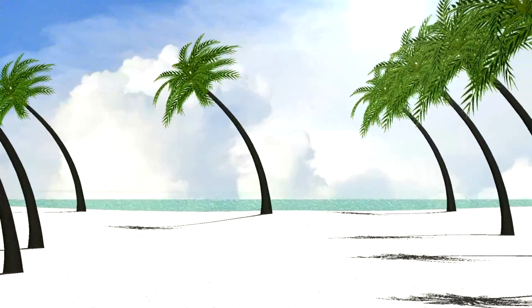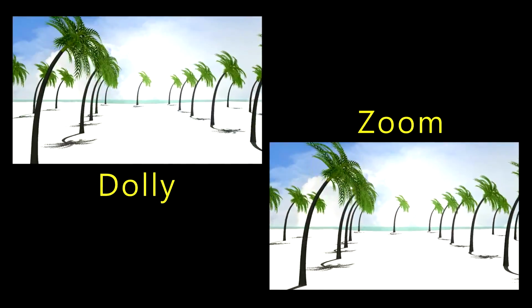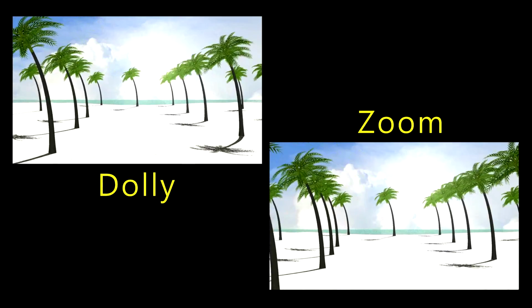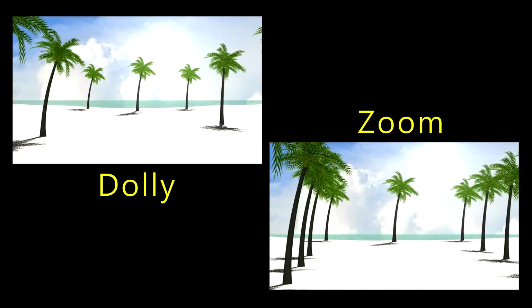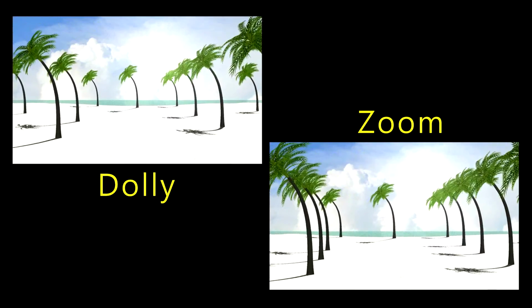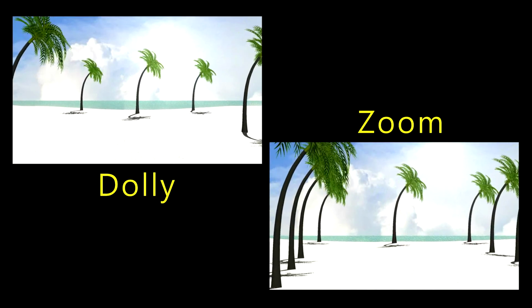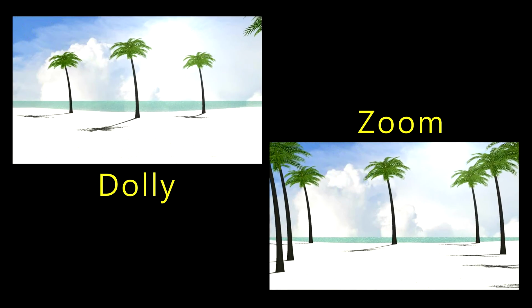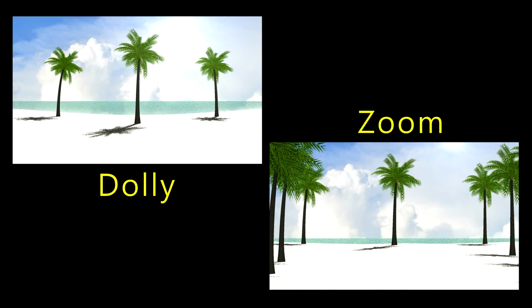Now, let's see it again with a simultaneous dolly in. They look different. The dolly truly shows perspective as we pass objects along the way. Differently, the zoom is basically just a narrowing or widening of the camera's field of view. We narrow it when we zoom in. We widen the field of view when we zoom out.